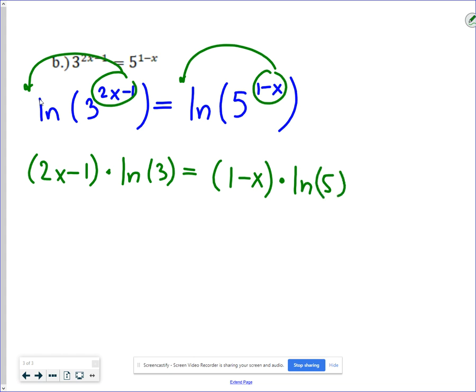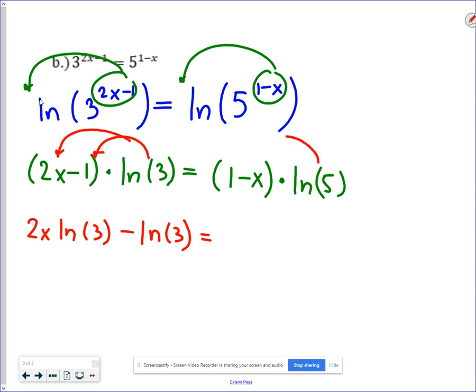Now this one we can't do that second method on because we have x's on both sides. So we can't just divide by the natural log of 30. It's going to get too chaotic if you did do that. So you're going to have to do it the first way I did, doing the distributive property. So this would be 2x times the natural log of 30 minus 1 times the natural log of 30, so it would be just the natural log of 30, is equal to the natural log of 5 times both of these. So 1 times the natural log of 5 would be the natural log of 5, and then minus x times the natural log of 5.